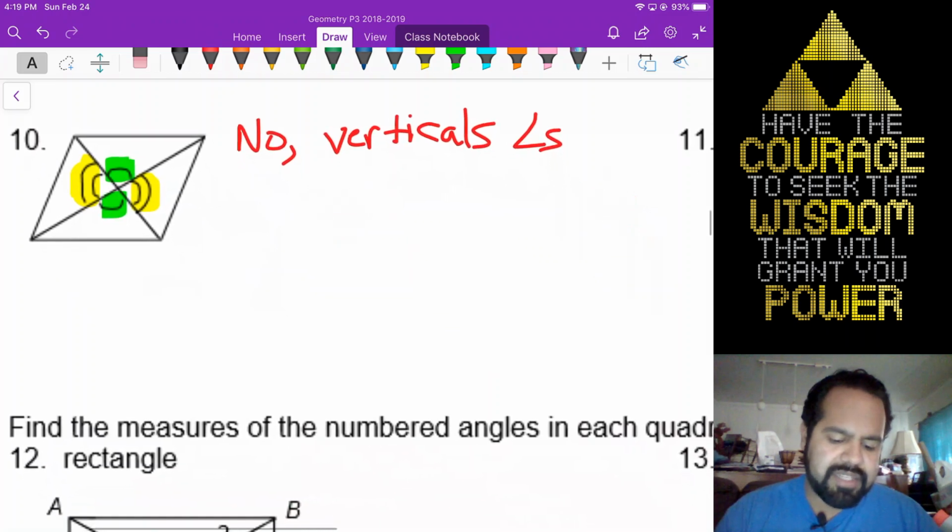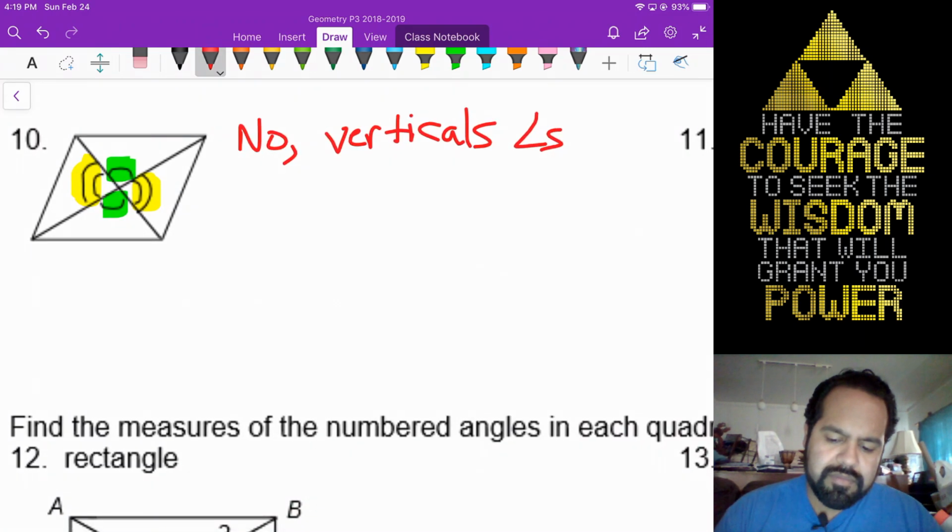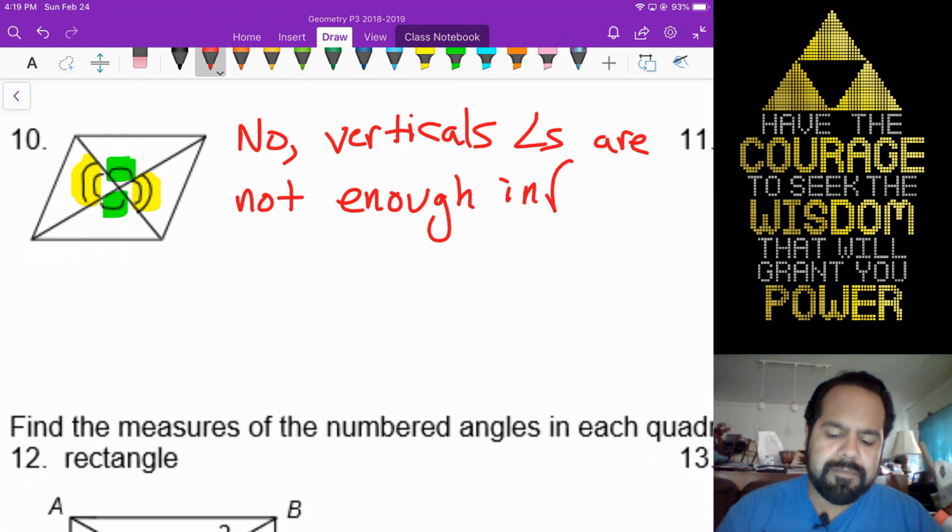And let me move this over to get more room. Are not sufficient. Or we could say not enough. I can spell. There we go. Not enough info.